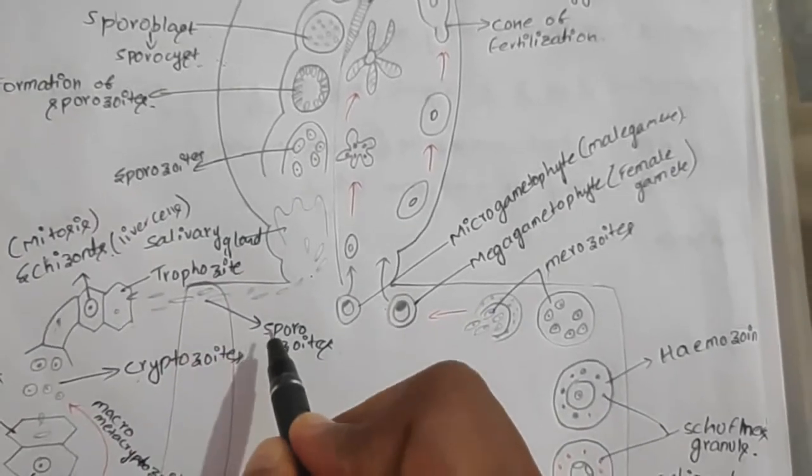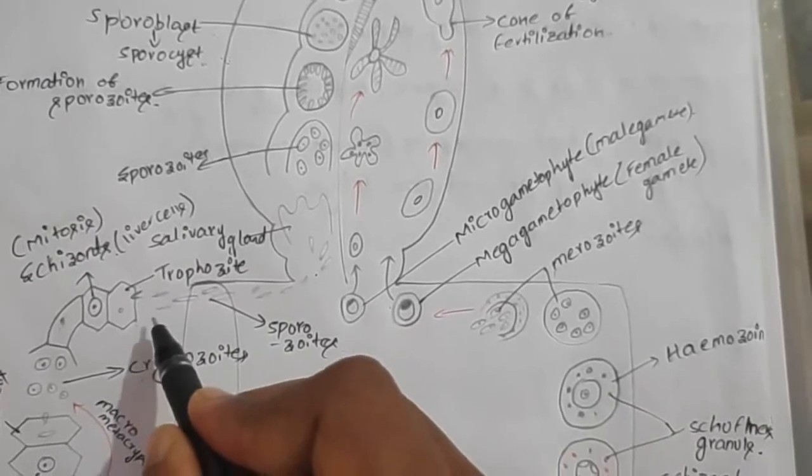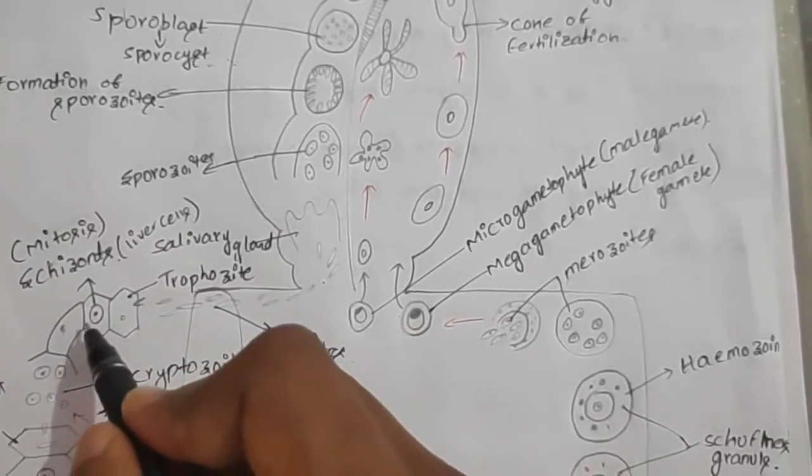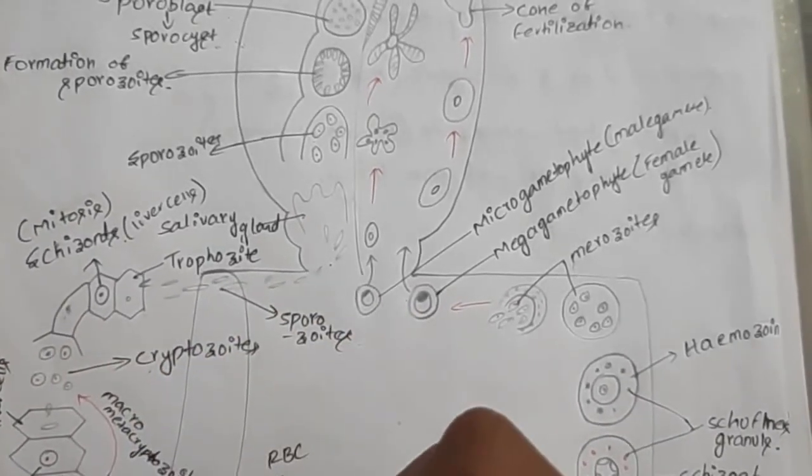Again, in humans, these sporozoites lead to the trophozoites. From trophozoites, it leads to the zygote stage. The cycle keeps on continuing.